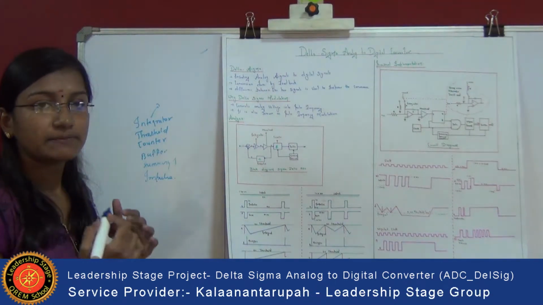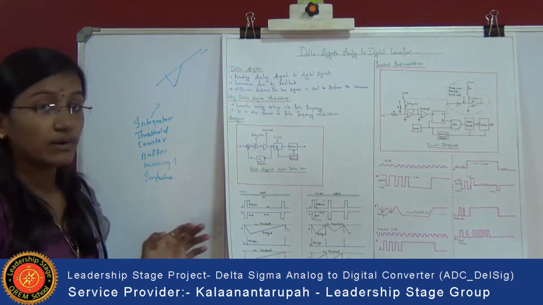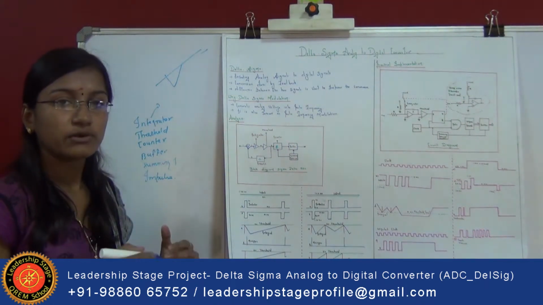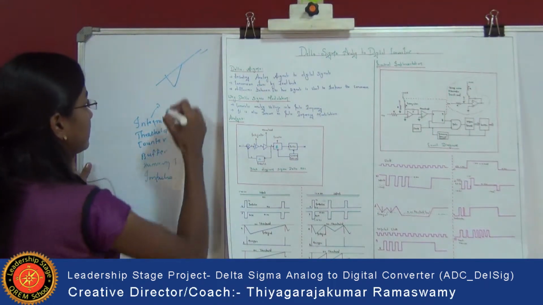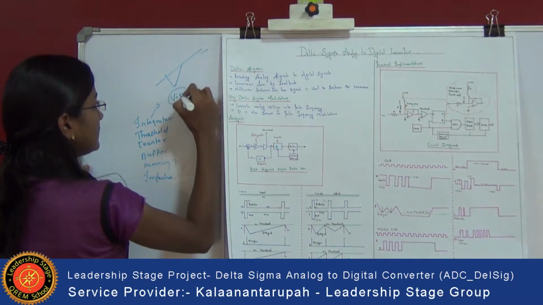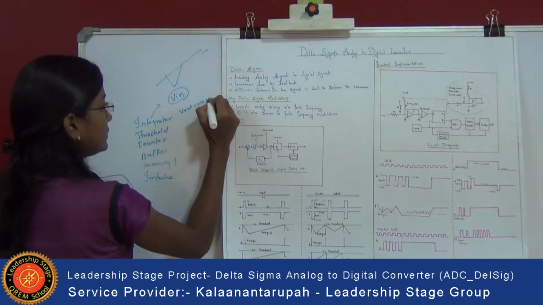The integrator provides a waveform in a sinusoidal way, and it provides an integral output. The integrated output depends upon the product of the input and time. If the input is V in, then the output will be V out equal to V in into T.